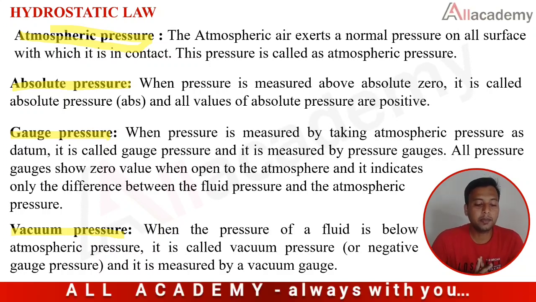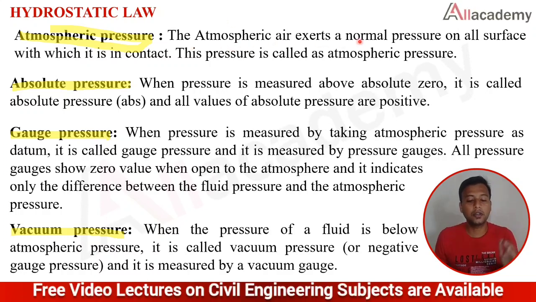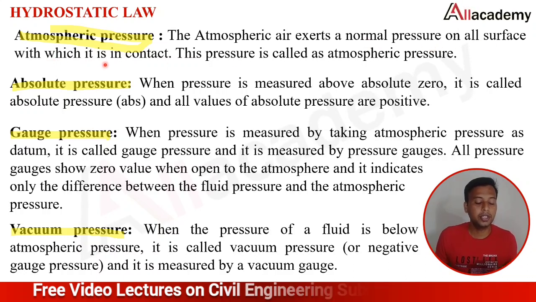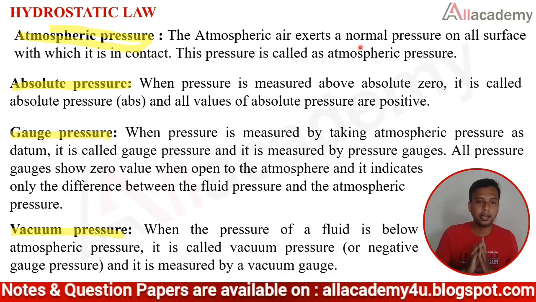Now the atmospheric pressure is defined as follows: atmospheric air exerts a normal pressure on all the surfaces with which it is in contact. Whatever normal force is exerted by the air in contact with a surface is called atmospheric pressure. That is the normal, generalized pressure. That is atmospheric pressure.